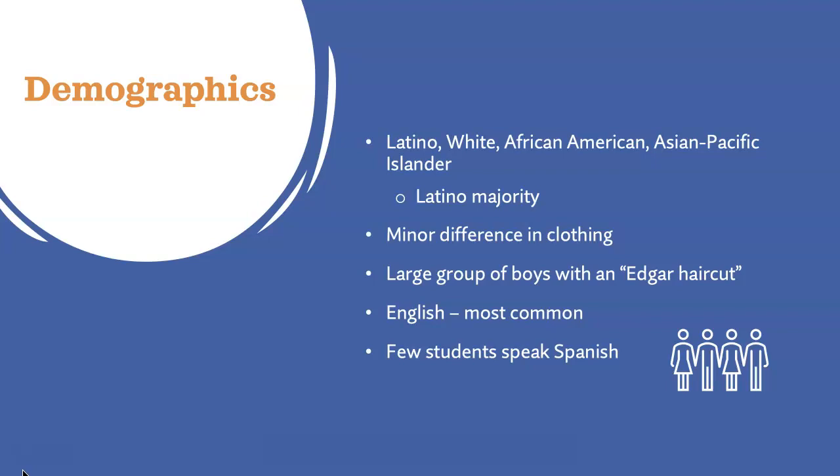The most visual difference was in hair. A lot of boys had either really short hair, another chunk had really curly long hair, while another group had something that they refer to as an Edgar haircut. It kind of looks like a bowl haircut. The English language was the most common language heard, and only a few students spoke Spanish.